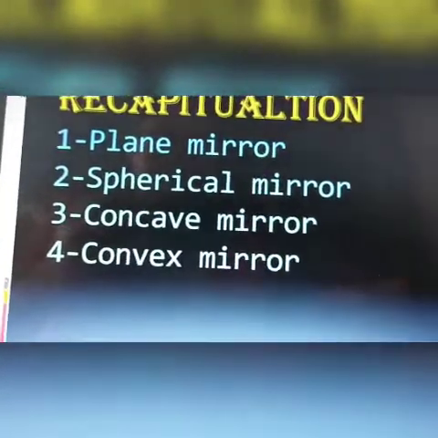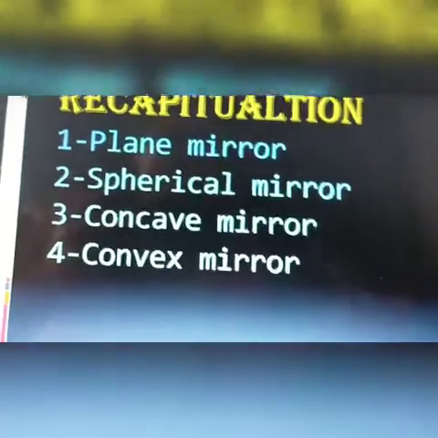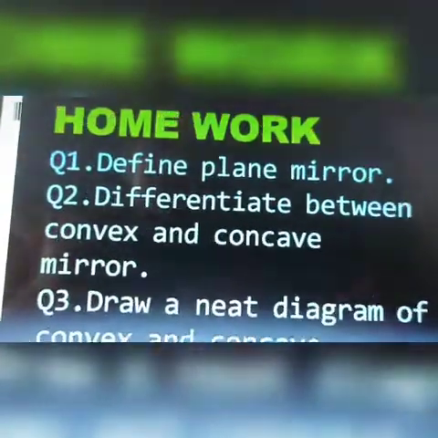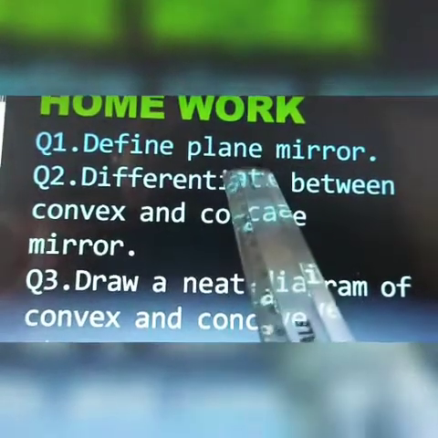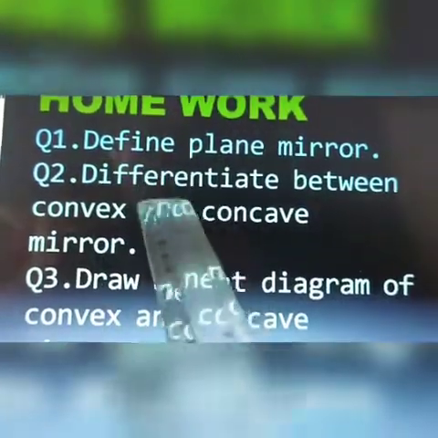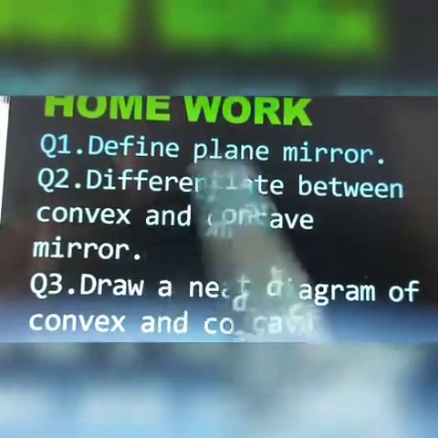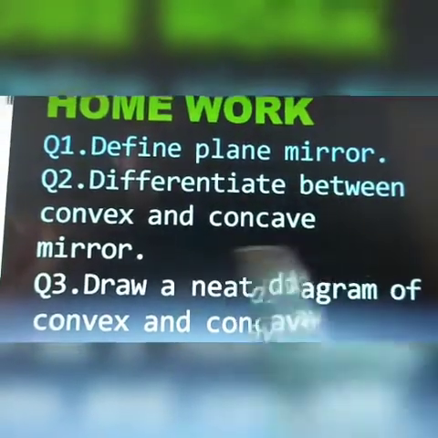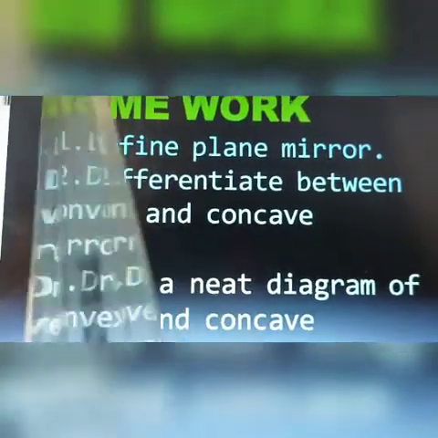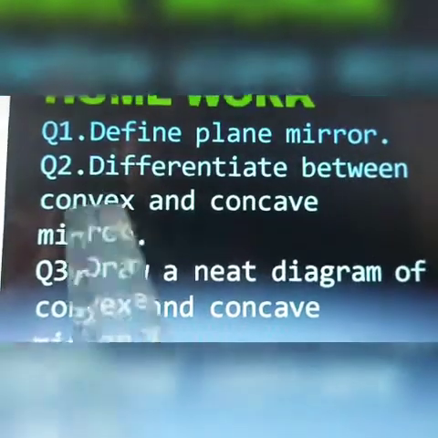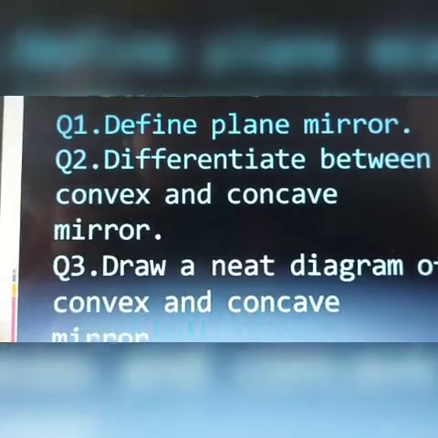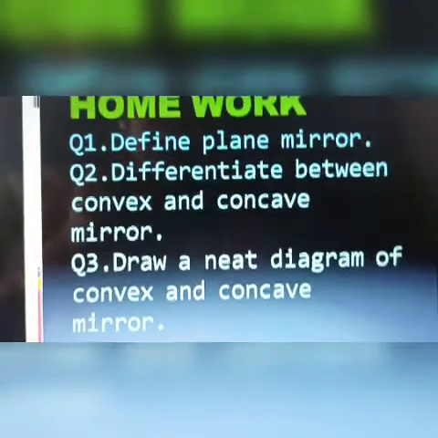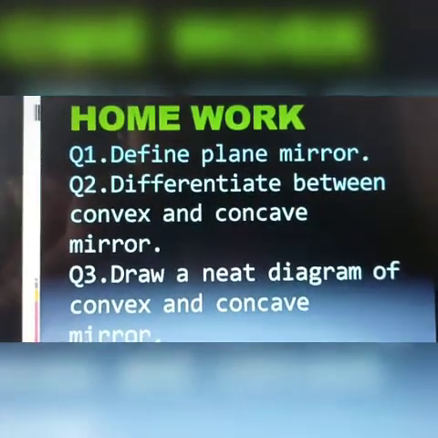So clear with this? Okay, so now it's the time for the homework. In the homework, very first thing, you have to define the plane mirror, then differentiate between convex and concave mirror. You have to make a table and differentiate between convex and concave mirror. Then you have to draw a neat diagram of convex and concave mirror. Okay, clear with the homework?